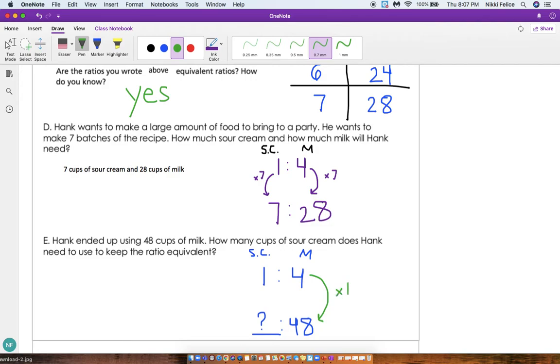Multiply by 12. And we know to keep a ratio equivalent, you have to multiply both sides by the same number. So I would multiply sour cream by 12. 1 times 12 is 12. Hank needs 12 cups of sour cream.